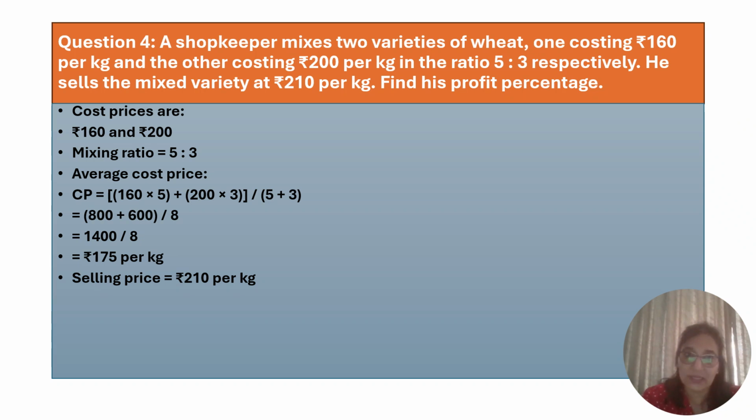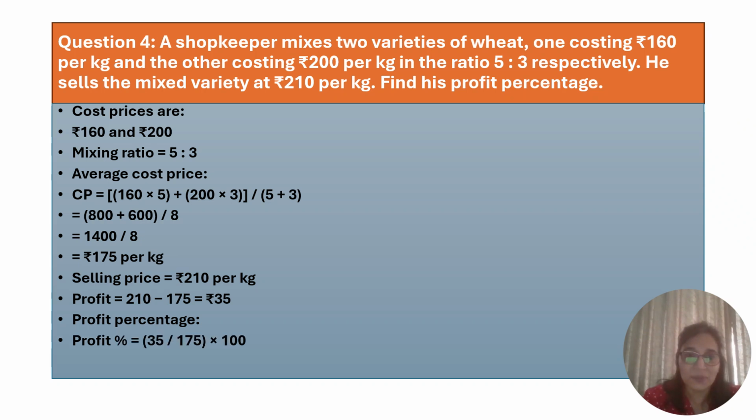If you see it in the question, he sells the mixed variety at rupees 210 per kg. So what is the profit here? 210 minus 175. That means selling price minus cost price will give you rupees 35. How do we calculate profit percentage? That is 35 divided by 175 into 100.